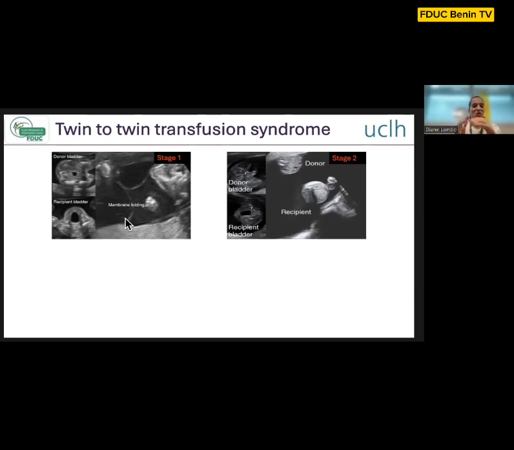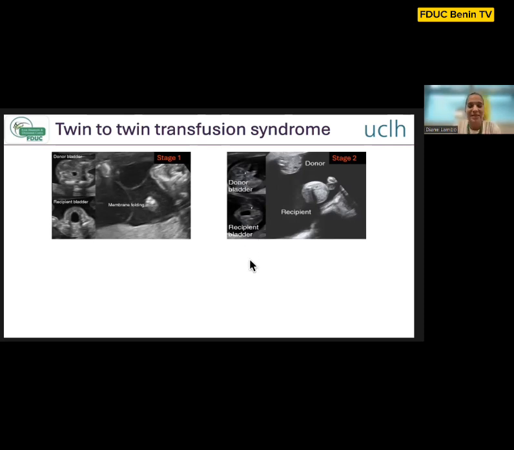So stage 1, you've got this membrane folding, you've got this discordancy, 8 centimeters in one, 2 centimeters in the other, but both bladders are visible. Moving on to stage 2, again, you can see that the recipient has huge amounts of amniotic fluid surrounding themselves, and the donor is stuck off to the top that you can see here. The donor bladder, you can't see anymore. The recipient bladder, you can.